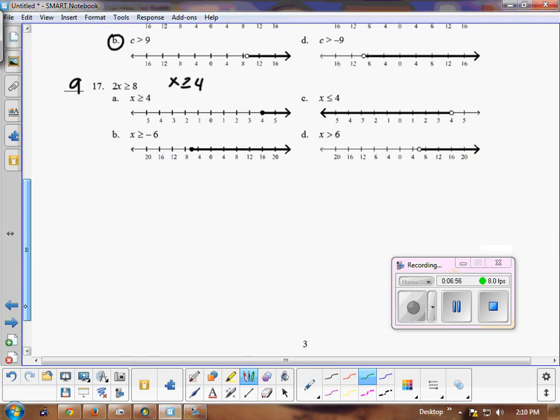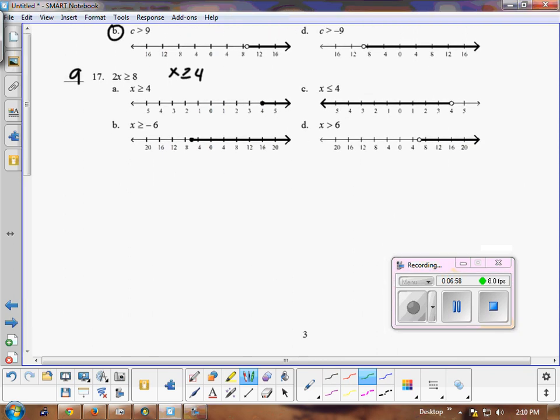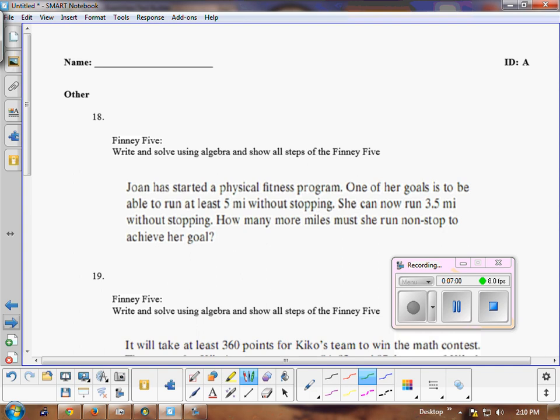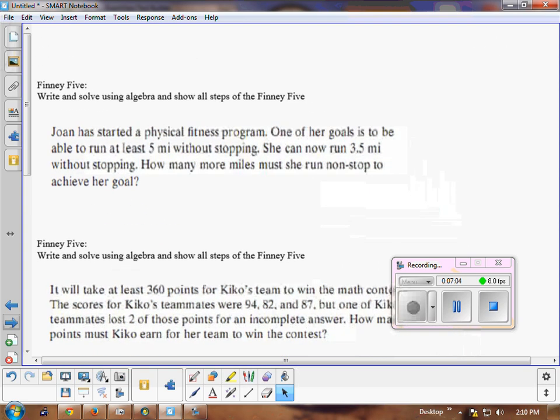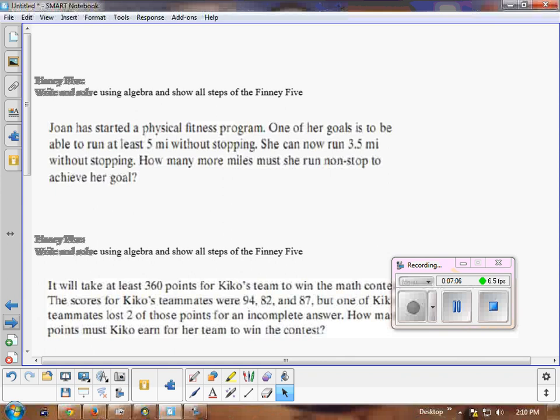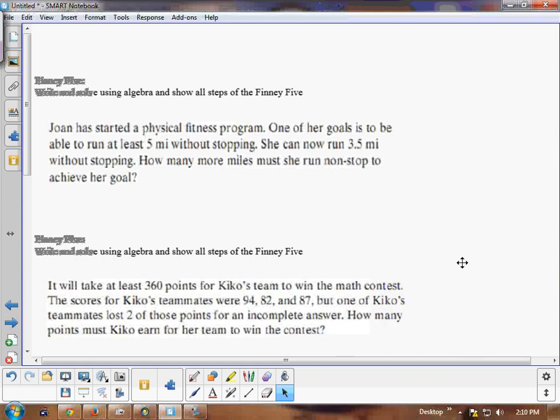Now we're looking at question 18. You have to do Finney 5 for this. Write and solve using algebra and show all steps of the Finney 5. So Joan started a physical fitness program. One of her goals was to be able to run at least 5 miles without stopping. She can now run 3.5 miles without stopping. How many more miles must she run nonstop to achieve her goal?